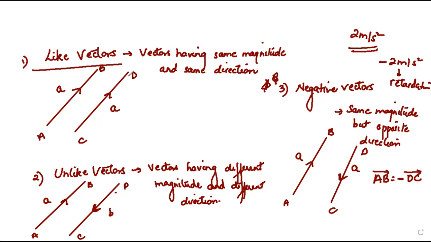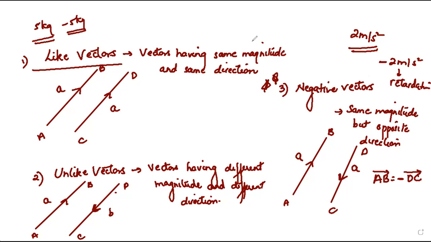So this negative sign is used since it's a vector; for non-vectors we can't use it. For weight, I can never use negative 5 kg, only 5 kg, because it's a scalar quantity. So I can never use a negative sign. It's always positive. But acceleration, velocity, displacement, these all are vector quantities. So I'll use a negative or positive sign to specify the particular thing.